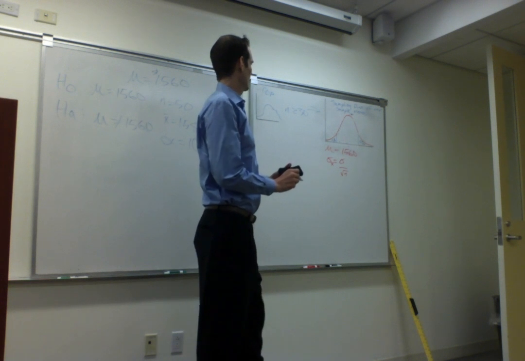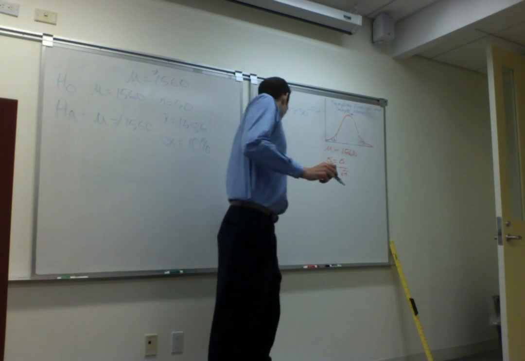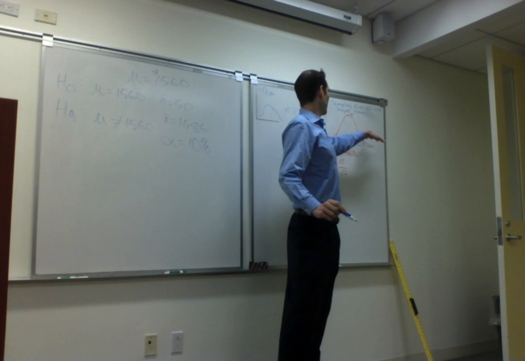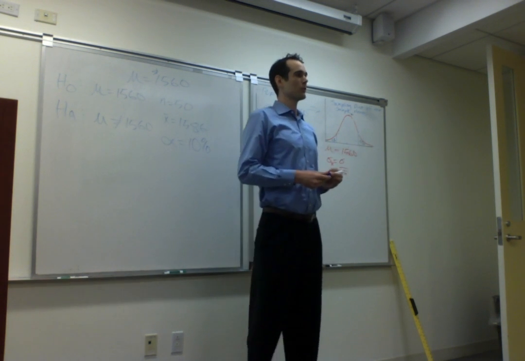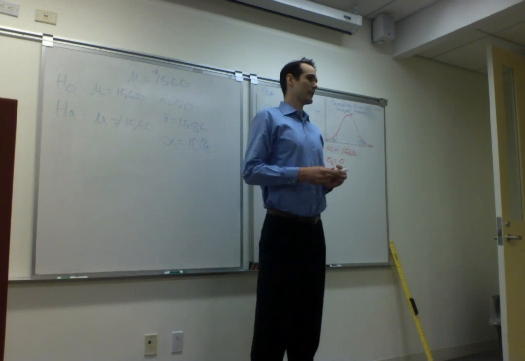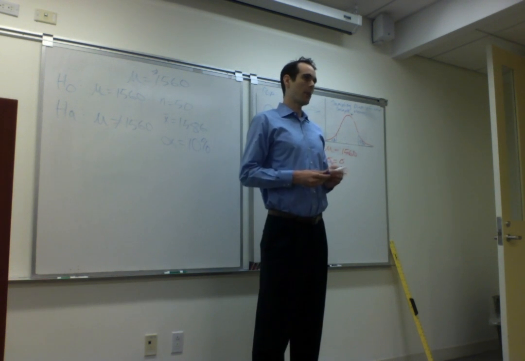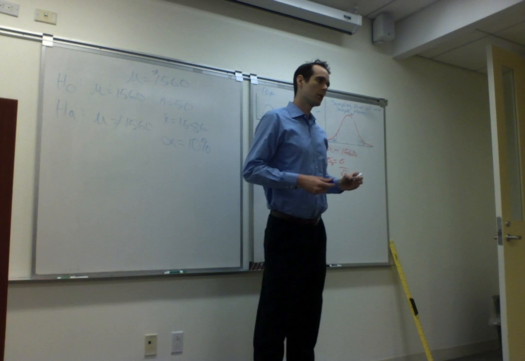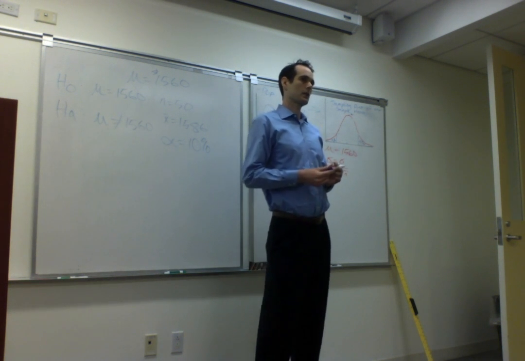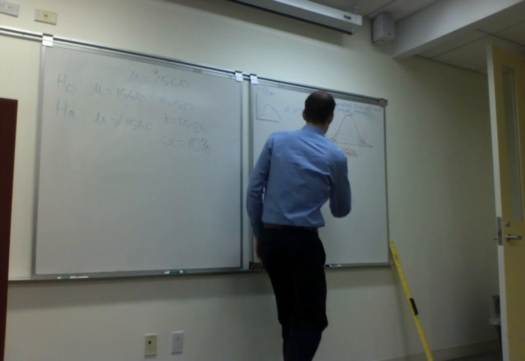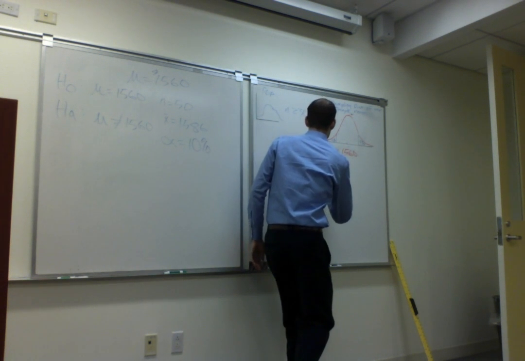So, given this 5% in the bottom tail, 5% in the upper tail, we need to find what we call critical values. Those are z values above or below which we will reject the null hypothesis. So we need to find some z values.